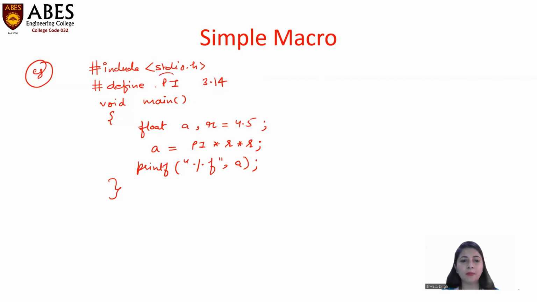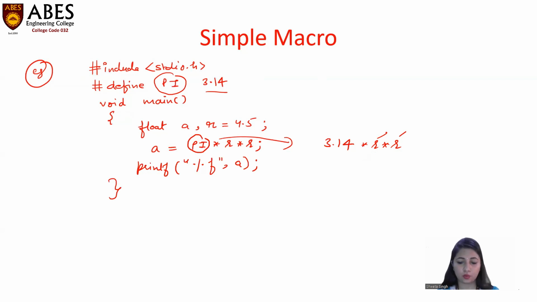So here pi is a macro whose value is 3.14. This 3.14 will be substituted throughout the program where you have used pi. So you have used pi here. So this pi will be replaced by 3.14 before the actual compilation of this program. So it will look like 3.14 into r into r. Now when you compile this program, r has the value 4.5, which will be substituted here, and accordingly the area will be calculated. So this is an example of a simple macro.